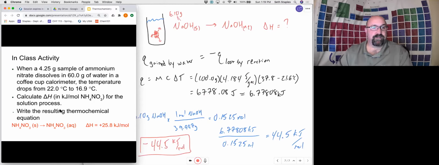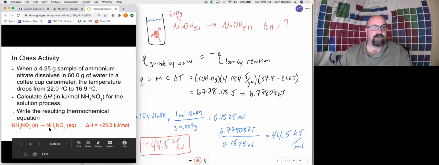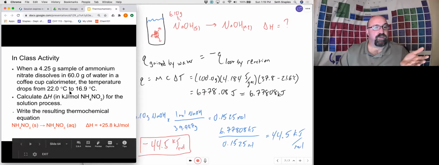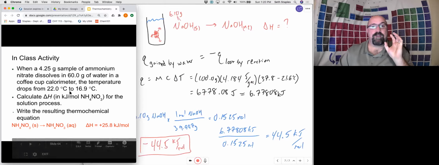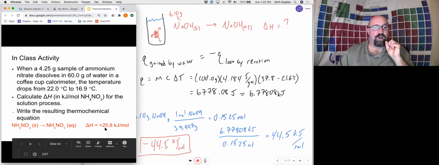Hopefully you got this. And so here's our general equation: ammonium nitrate as a solid goes to ammonium nitrate aqueous. And we can see that our delta H is positive 25.8 kilojoules. It's an endothermic process. And that would make sense because the temperature of our water went down, our water got colder, because energy went from the water, from the surroundings, into the reaction. And so the water got colder because the energy went into the dissolving process.